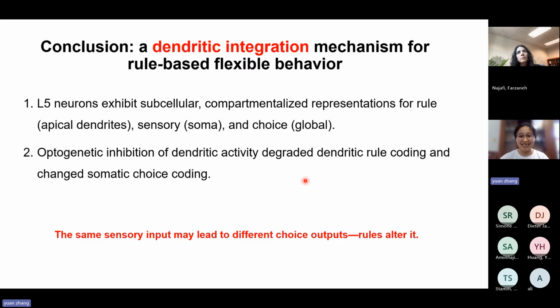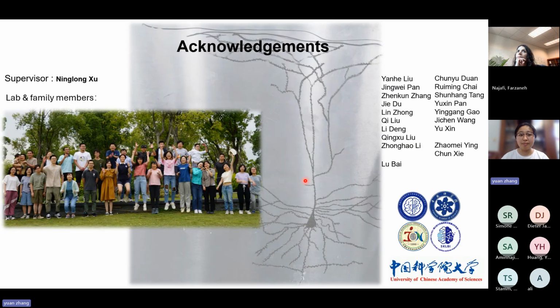So dendrites have this computational capacity. I would like to thank my supervisor, Ninglong, and all my lab members.